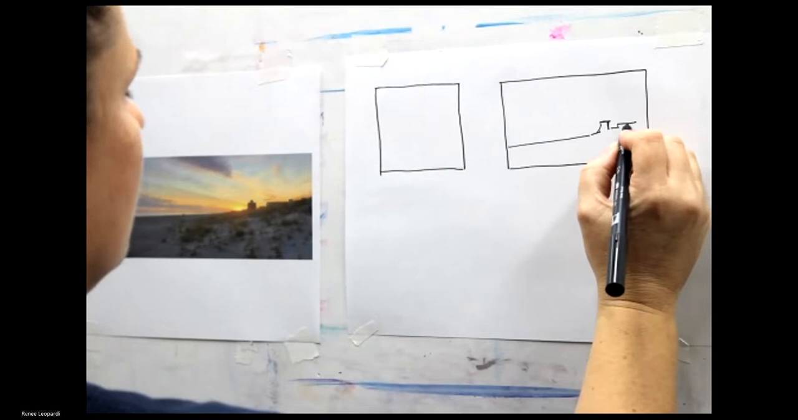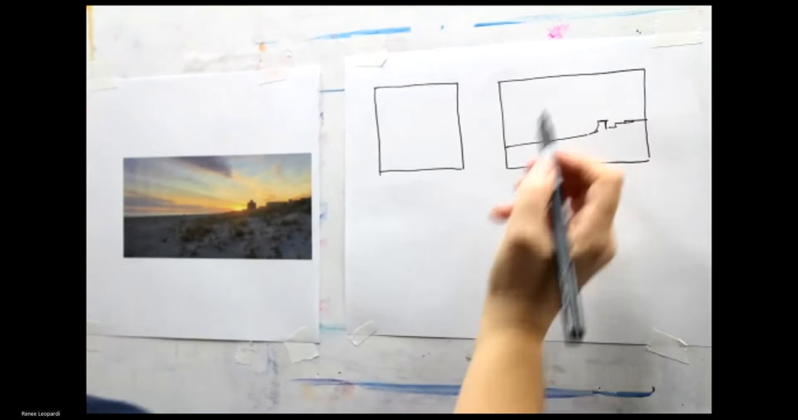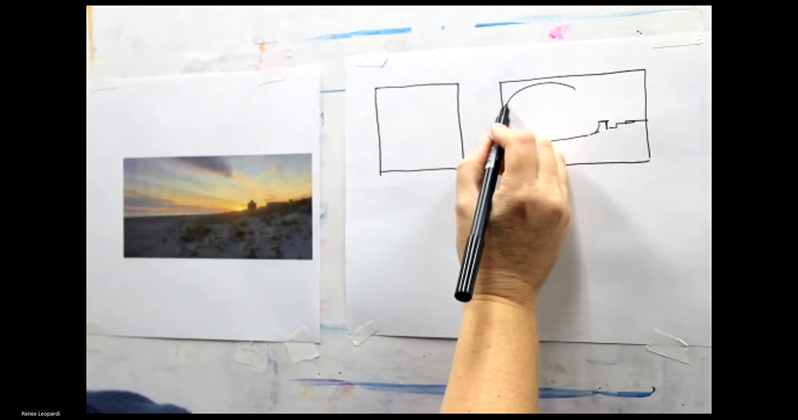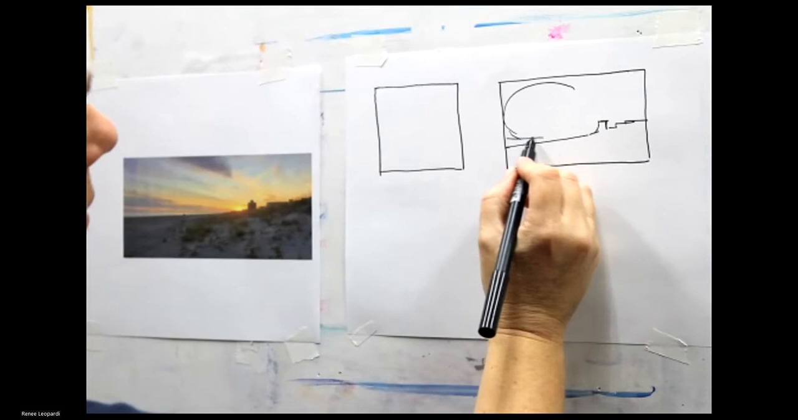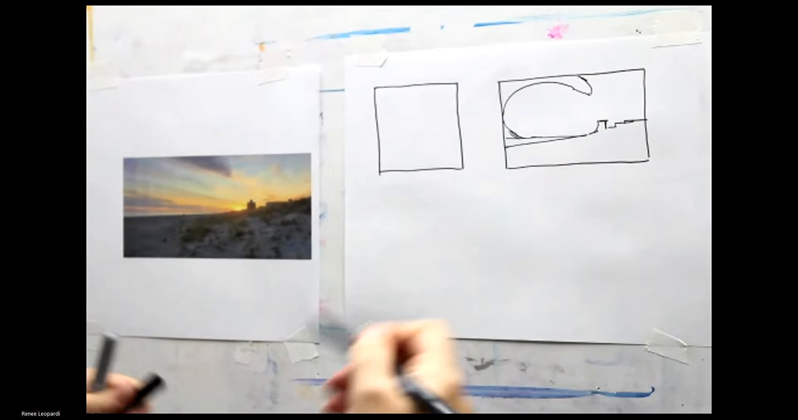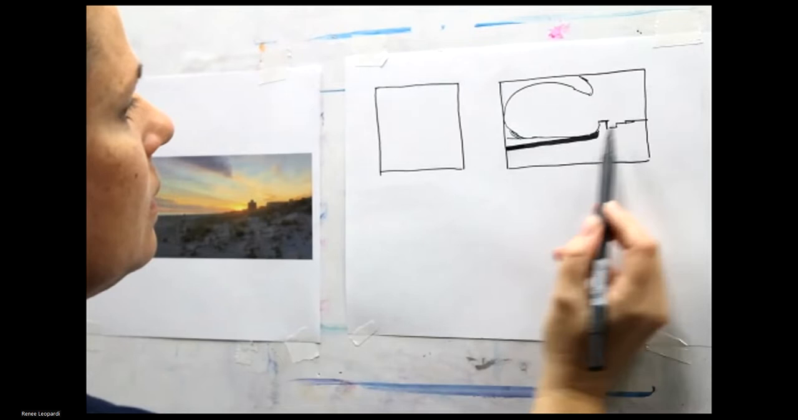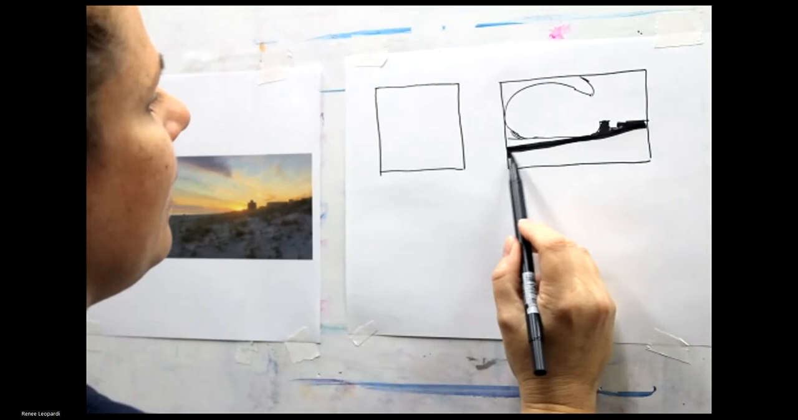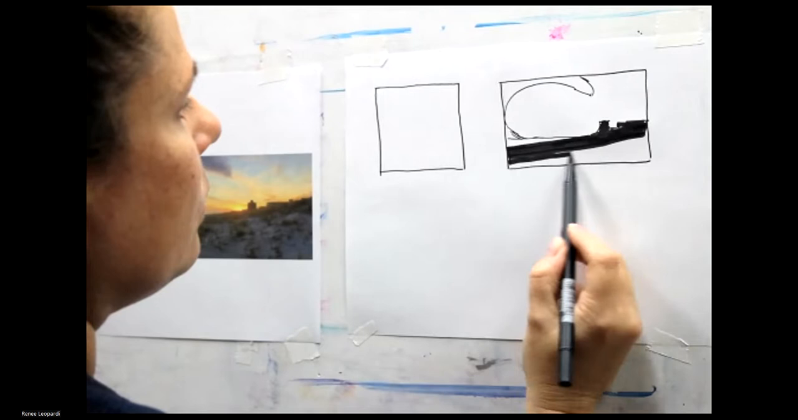Kind of step that in there. And if I'm squinting, this all kind of comes together in this little C shape here. So this has two ends. So it almost looks like a giant wave crashing. So this doesn't have to be neat. I'm just blocking in values for composition.